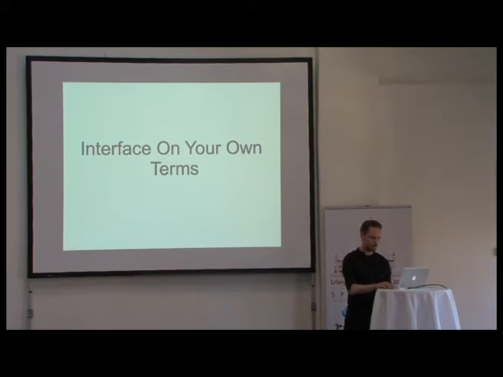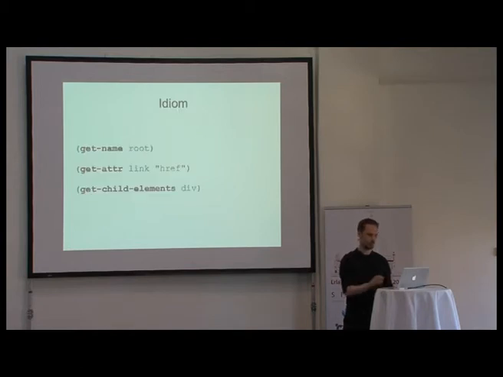And finally, let's take a look at how you do the equivalent of interfaces. Because as you've seen, invoking Java can be a bit noisy at times, and you might want to have a more Clojure idiomatic way of doing things. So imagine that you have DOM elements, actual Java DOM elements, and you want to use idiomatic Clojure functions on them. So you want to define get name, get attr, get child elements.